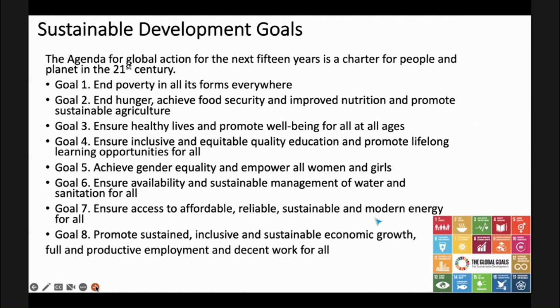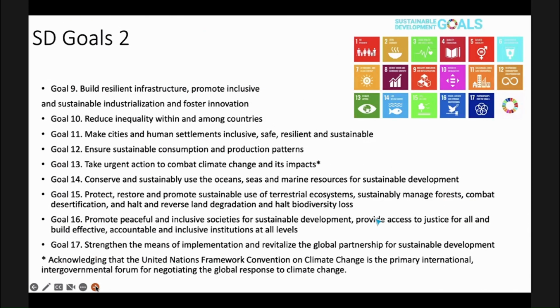I'm not going to read out the SDGs except to mention poverty being ended, hunger being ended, goal 2, health, SDG 3, inclusive high quality education for all, 4, gender equality and empowerment, 5, availability of water and sanitation, access to affordable energy for all, goal 7, SDG 8, sustained, inclusive and economic growth, and decent work for all. Next slide. Goal 9, important for us, resilient infrastructure.